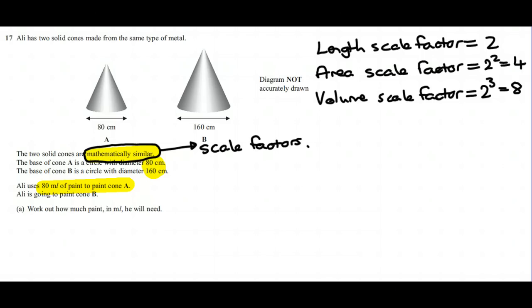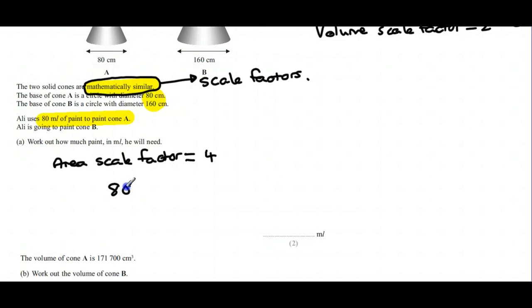The paint needs to cover essentially the surface area of A. So for this one we're going to be dealing with the area scale factor. And the area scale factor is 4. So if it takes 80 millilitres of paint to cover the surface area of A, then what we're going to need to do is take that 80 millilitres and times it by 4, because the area we're trying to paint is 4 times larger. And that gives us 320 millilitres.